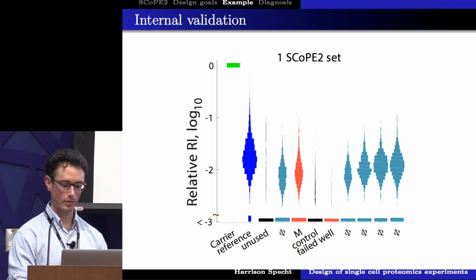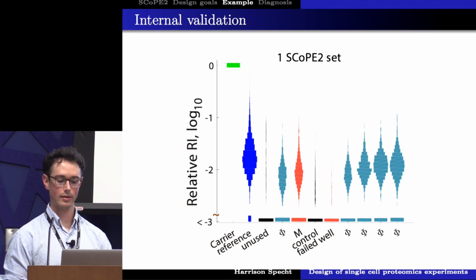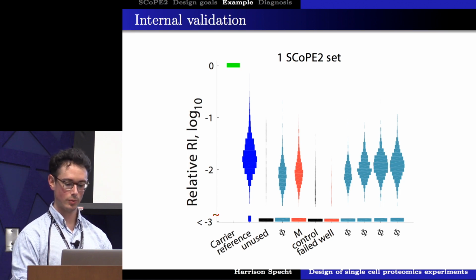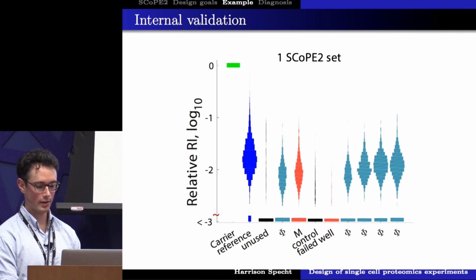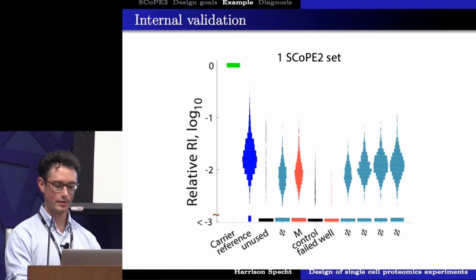But it could also show us where we failed to prepare a single cell well. This failed well should have been a monocyte, but we can see that it has a highly similar profile to the control well. And we can use that to figure out if we did not successfully prepare single cells, and we then filter them out of our analysis.